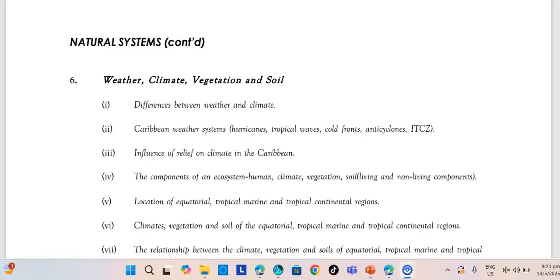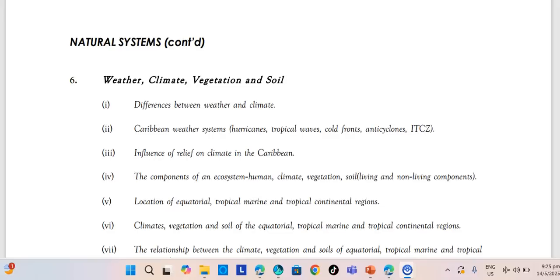All right, guys, so we're going to look at the influence of relief on climate in the Caribbean. So how does relief, just talking about the shape and height of the land, affect the climate in the Caribbean? So we're going to look at mountains and rainfall.